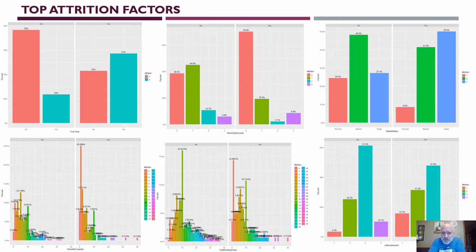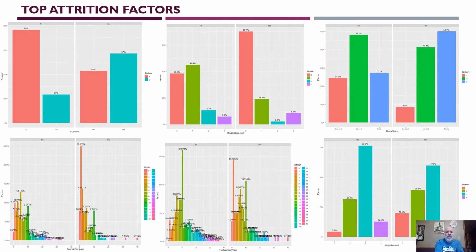And when you look at the stock option level, the lower the stock option level, so again, look at the yes column. So these are individuals that left the company. So 70% of individuals who left were at stock option 0. Marital status, married and single individuals seem to be the ones who left. And then years at company. So if you look again at the right-hand column of the years at company, you can see the percentage of employees that left. It's heavily right skewed again.